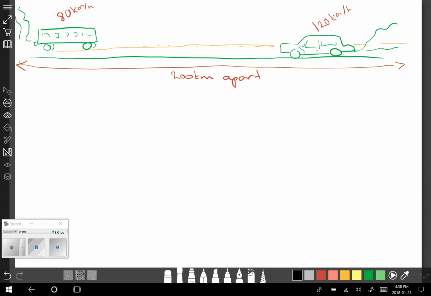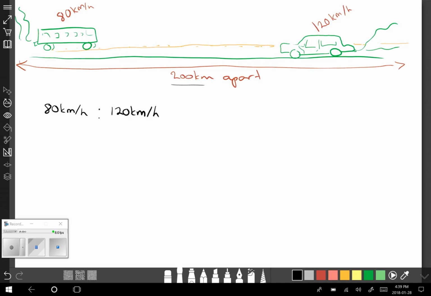All right. So here we have the bus, which is traveling 80 kilometers per hour. And the car is traveling 120 kilometers per hour. And we're going to look at this as a ratio. Of the total 200 kilometers that they will have driven together when they meet, the bus will have driven a fraction of that, and also the car will have driven a fraction of that. But what fraction is that?